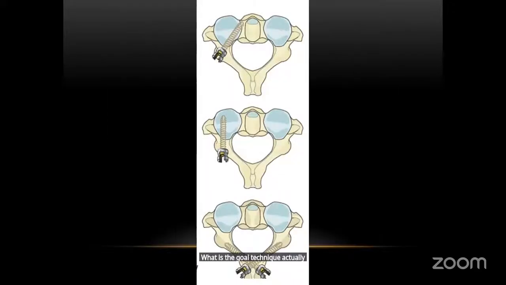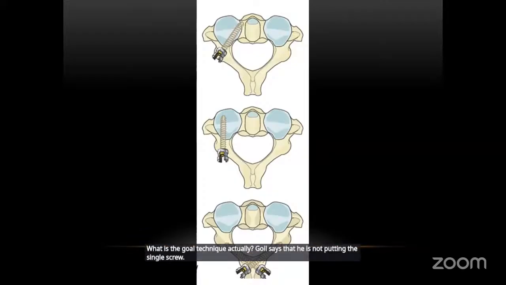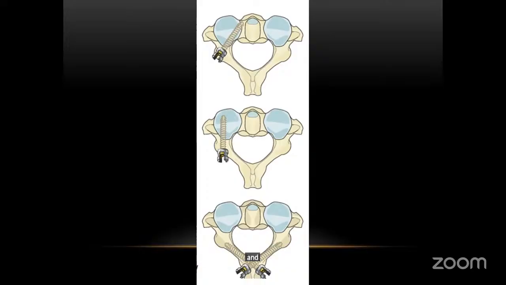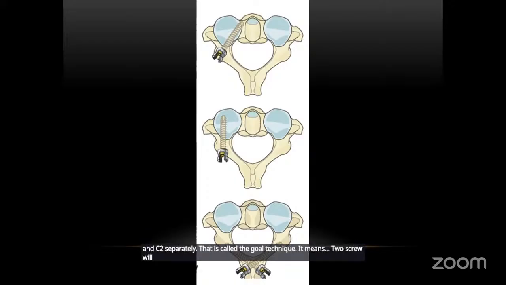What is the Goel technique actually? Goel says that he is not putting a single screw. He is putting the C1 screw separately, either in the C1 lateral mass or the C1 posterior arch, and C2 separately. That is called the Goel technique. It means the C2 screw will be placed separately in the Goel technique.